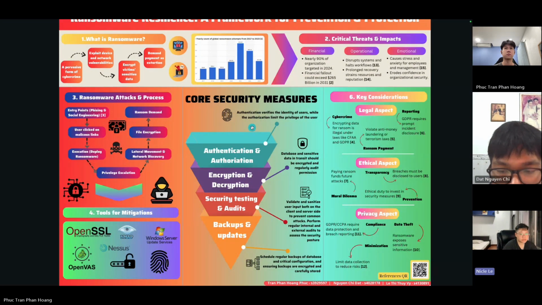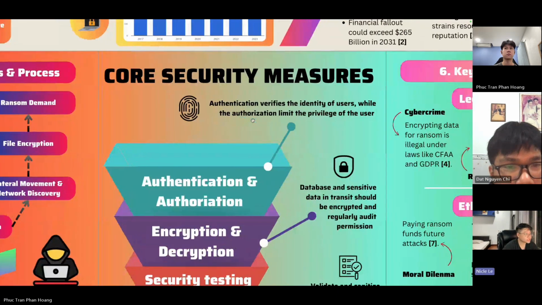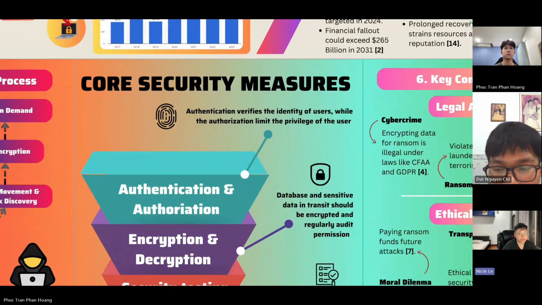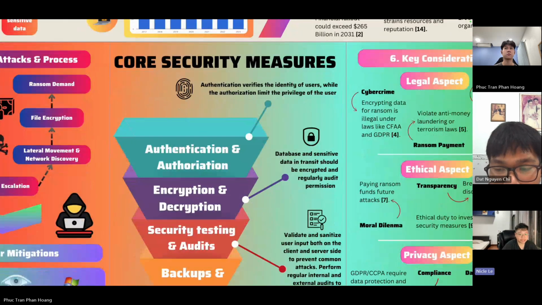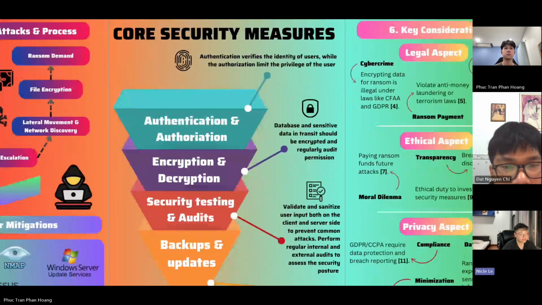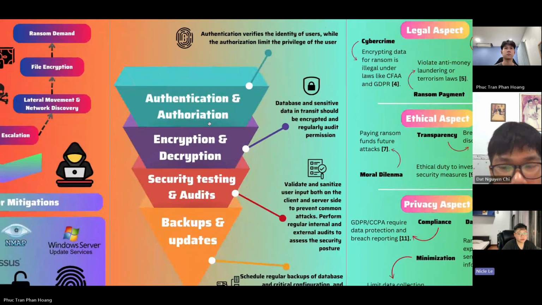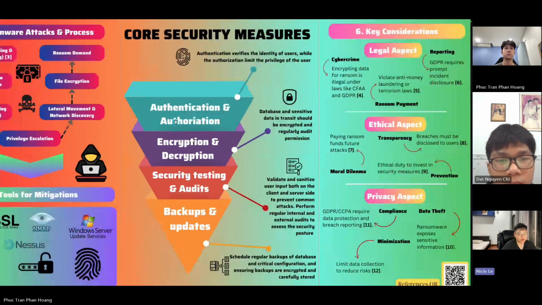So for our design core security measure, we will concentrate on mitigating ransomware on public-facing applications with a multi-layer mechanism with four main layers. For layer one, we have authentication and authorization. The first layer focuses on access control by enforcing a strong authentication policy.